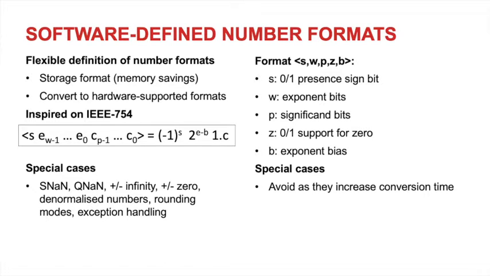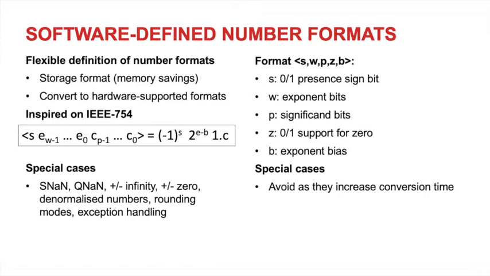There are also special cases in floating point numbers, which are specific bit patterns where the meaning of the bit pattern deviates from the sign, exponent, significand pattern. These special cases are things such as not a number representations, which could be signaling or quiet. We have plus and minus infinity, we have a positive and a negative zero, denormalized numbers, rounding modes, exception handling, and so on. All of these special cases add a lot of complexity, especially in software emulation.